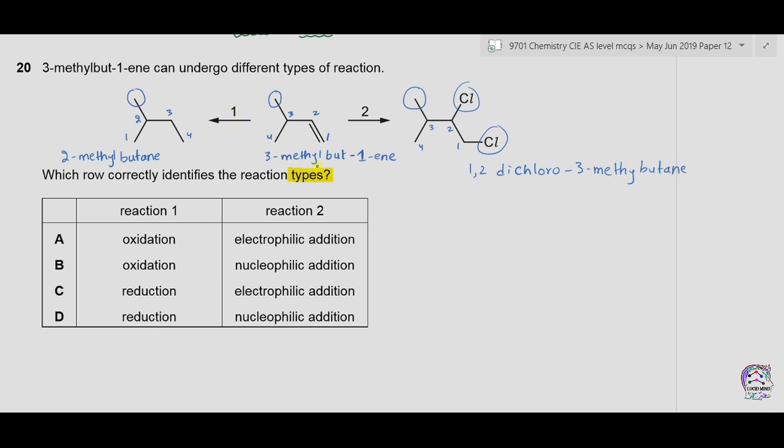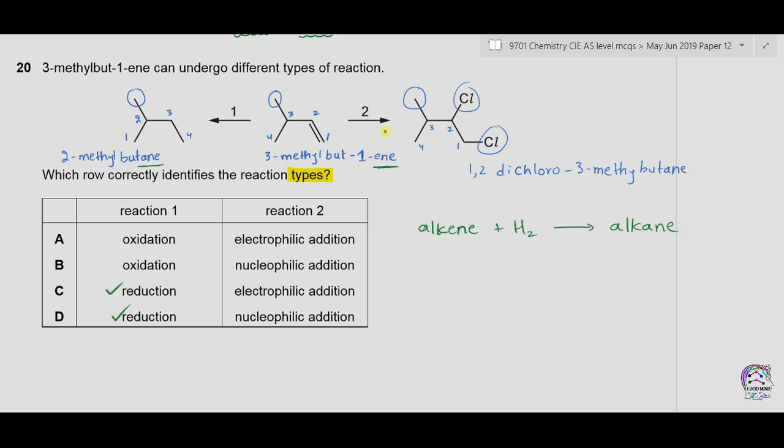In reaction 1 we can see that the only change is that alkene changes into alkane. So alkene actually needs hydrogen in order to change into alkane, so the addition of hydrogen is actually called reduction. Hydrogen is added to the double bond and the double bond converts into a single bond. So reaction 1 is reduction, so it could be C or D.